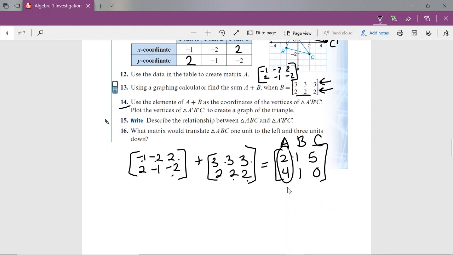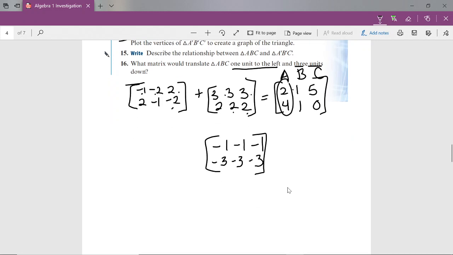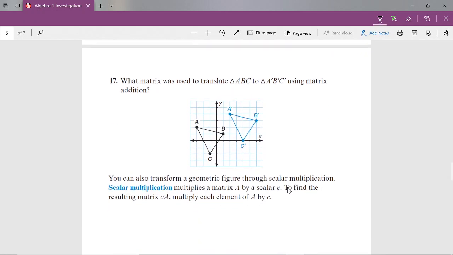What matrix would translate ABC 1 unit to the left and 3 units down? Well, just like we would do here, I'm going to do one thing to the x's and something different to the y's. So to the x values, that's 1 unit to the left. Well, going left is -1. So I would do -1, -1, -1. And then for the 3 units down, that's on my y coordinate, so I would be doing -3, -3, -3. All right, so that would be my matrix to show that.